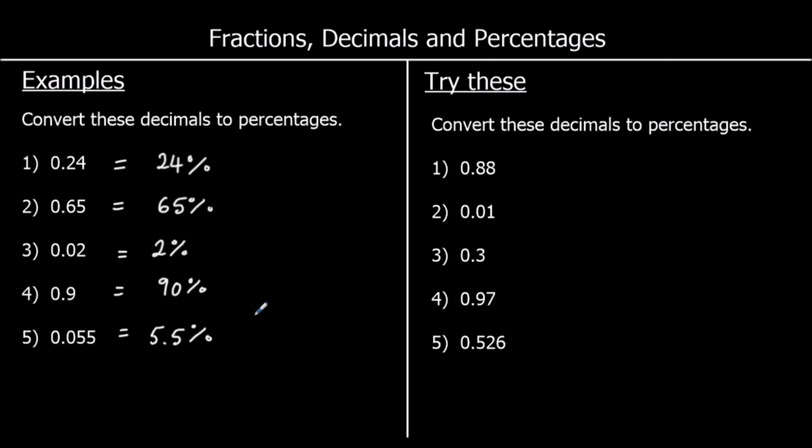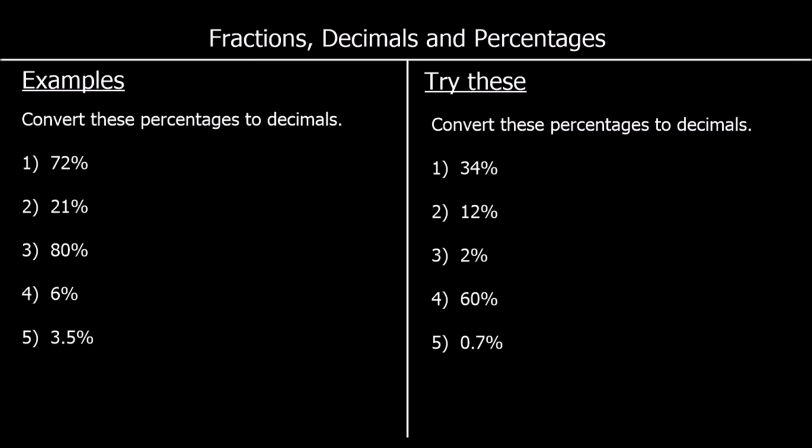5 for you to try here, give them a go. Question 1, we've got 0.88. So that is 88%. 0.01 is 1%. 0.3 is 30%. 0.97 is 97%. And 0.526 is 52.6%. So each time we're multiplying by 100.